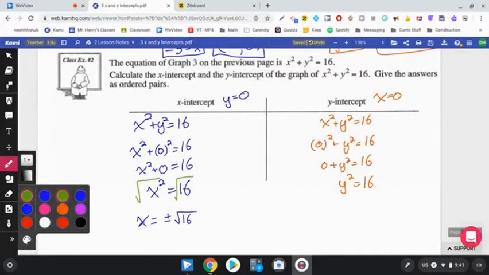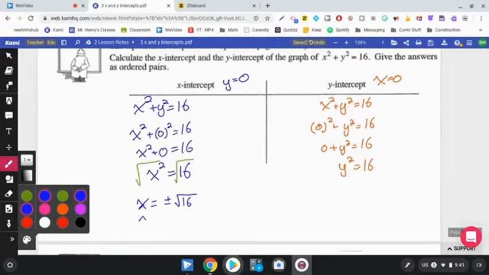Okay, so if I go back to here, I would actually be saying this is plus or minus the square root of 16. So x equals plus or minus 4. Okay, and I think this one's easy to notice because it was a circle and we already saw the 2 options. It was 4 comma 0 or negative 4 comma 0.